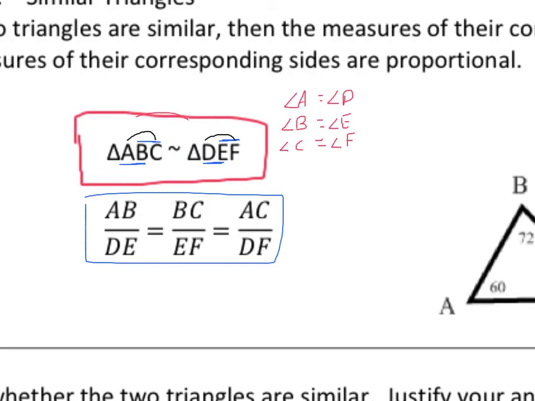So you can make this proportion. In any particular problem, we would only do two of these fractions at a time, so we could cross multiply and solve for the unknown. But here they're just making the statement that all of these sides are proportional.